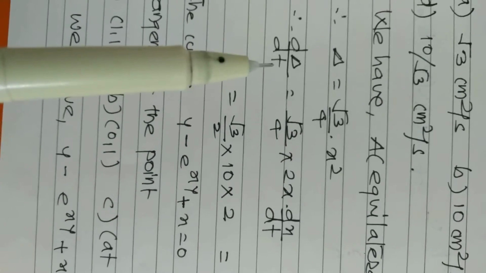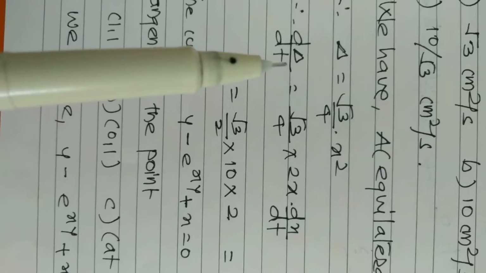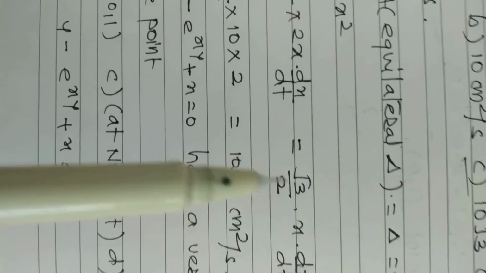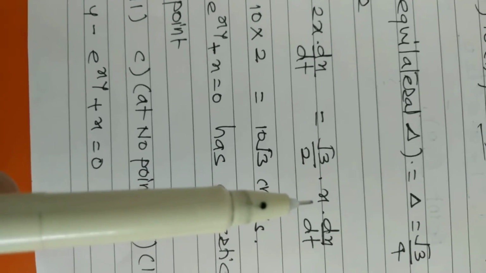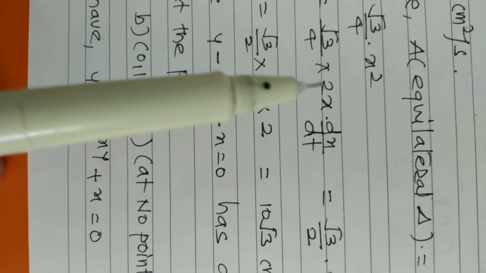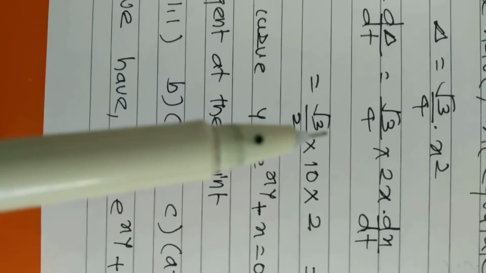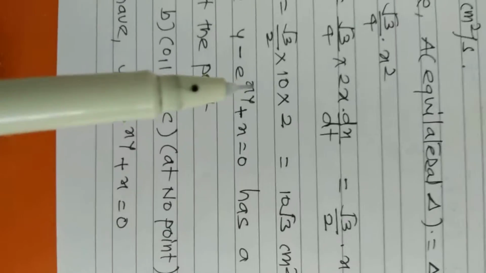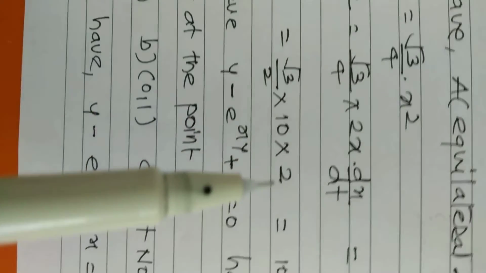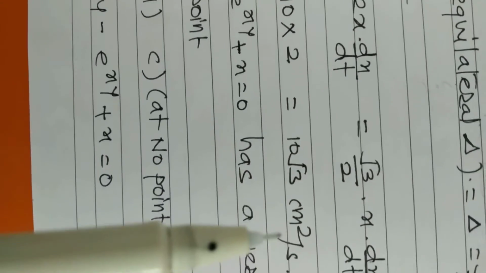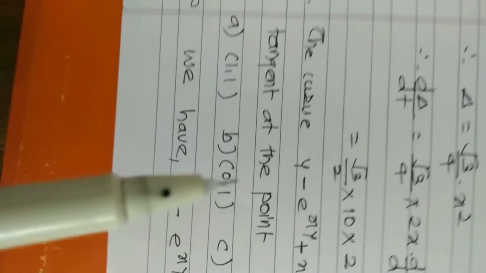Again differentiate with respect to t. So dδ/dt equals √3/4 into 2x into dx/dt, which equals √3/2 into x, because the 2 gets cancelled with the 4, so 2 remains. So √3/2 into x into dx/dt. Now √3/2 multiplied by x, which is given as 10, and dx/dt equals 2. So the 2 gets cancelled, and the final answer is 10√3 cm² per second.